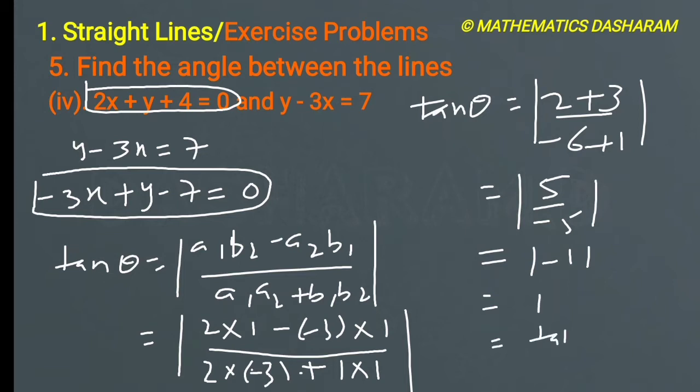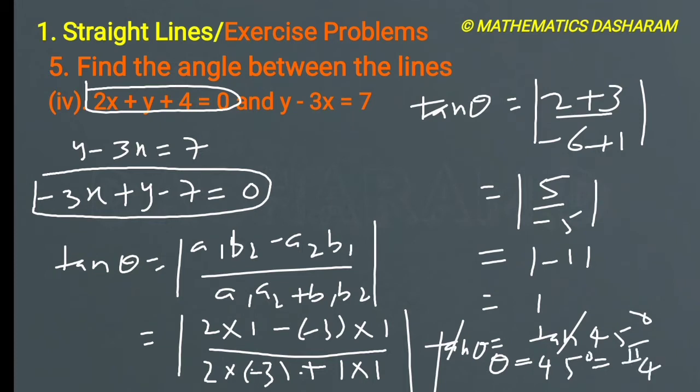So it is equal to 1. But 1 can be written as tan 45 degrees. So it is equal to tan theta. So tan cancels, and theta equals 45 degrees, which is equal to pi by 4.